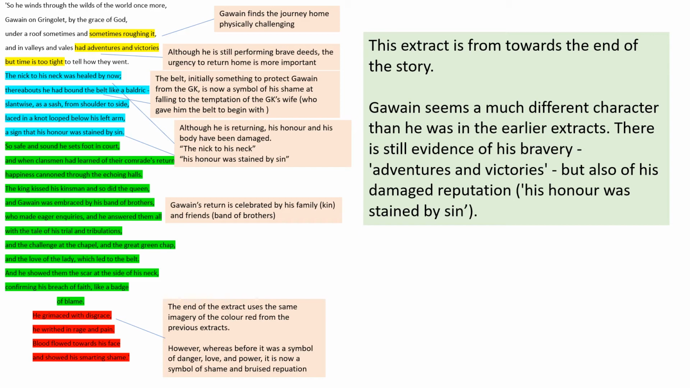Remember, Gawain was initially, in the first extract, presented as being a very faithful, holy character who had faith in God, etc. But now he feels like he's broken that, breached it. Looking at the end of the extract uses the same imagery of the colour red from the previous extract. So this red has come back again. We're talking about blood. Blood flowed towards his face. However, whereas before it was a symbol of danger, love and power, it is now a symbol of shame and bruised reputation.